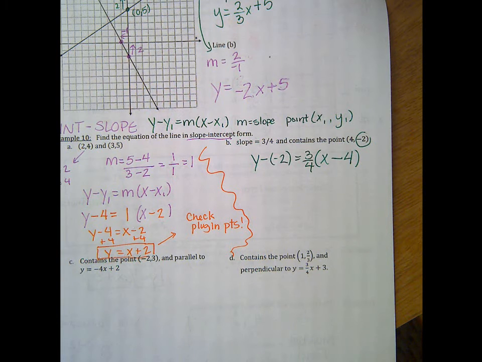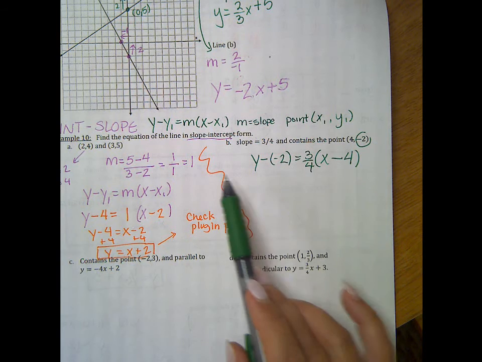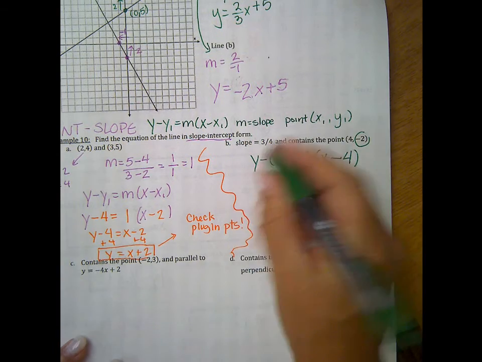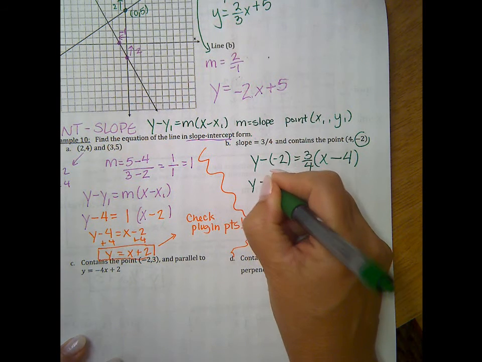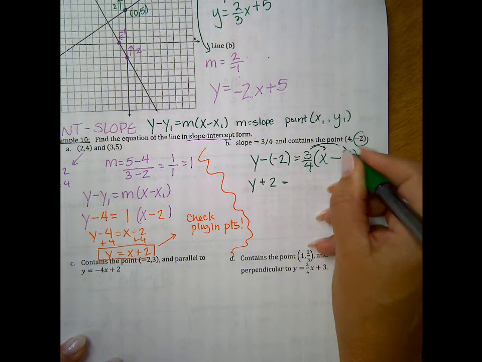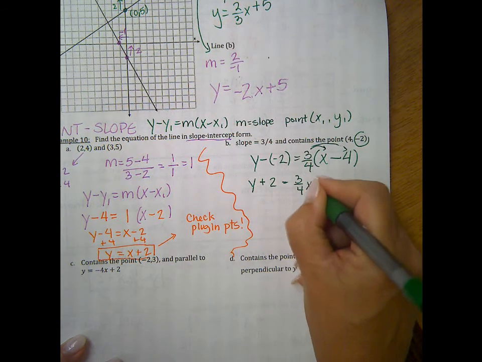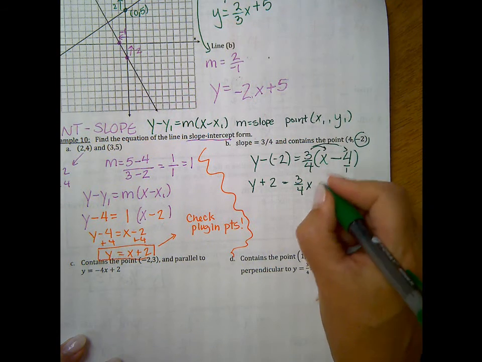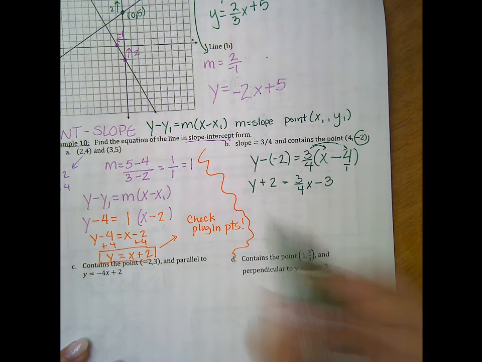Okay, so the hardest part of this one is just simplifying it, right? Again, I'm trying to get it into y equals mx plus b slope-intercept form. So I'm going to simplify it a little bit. Y plus 2 equals, I'm going to distribute here, 3/4 x, 3/4 times 4 over 1. The 4's cancel, and I get minus 3.